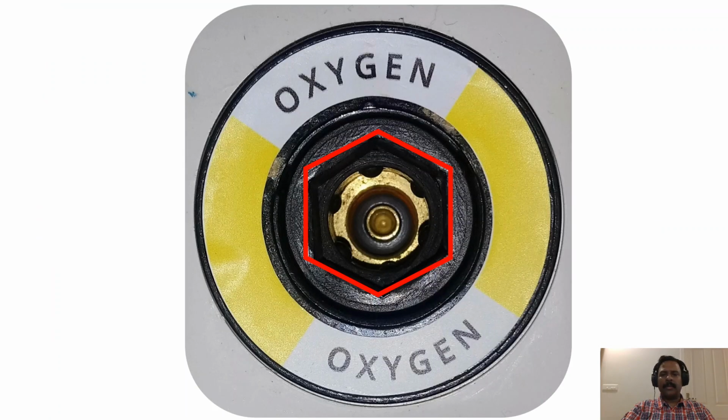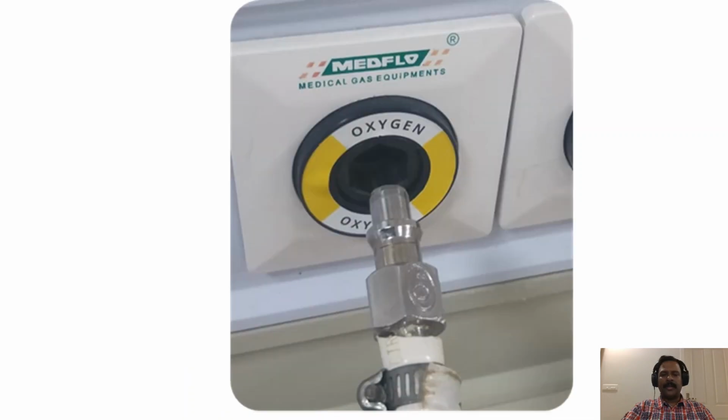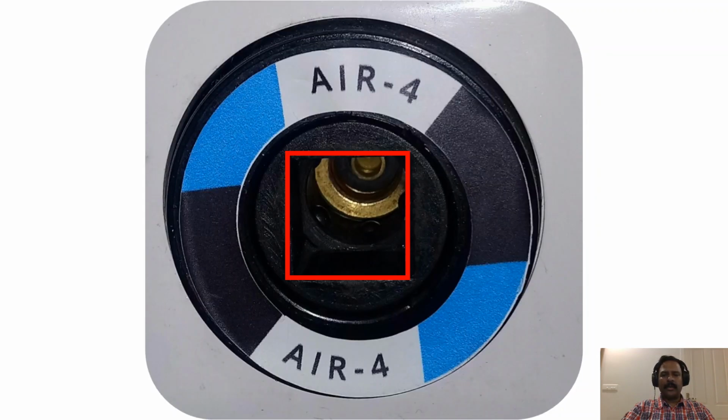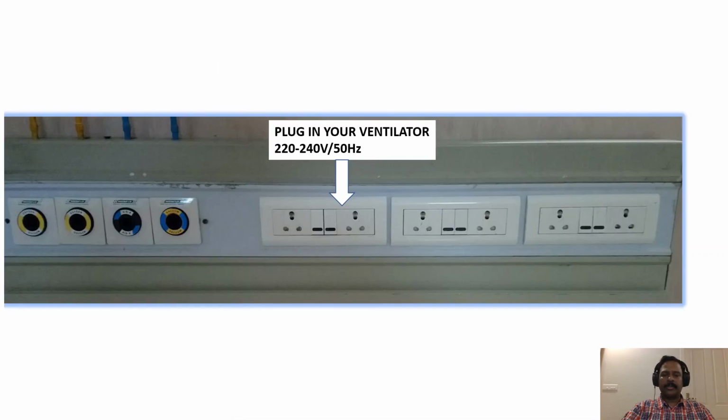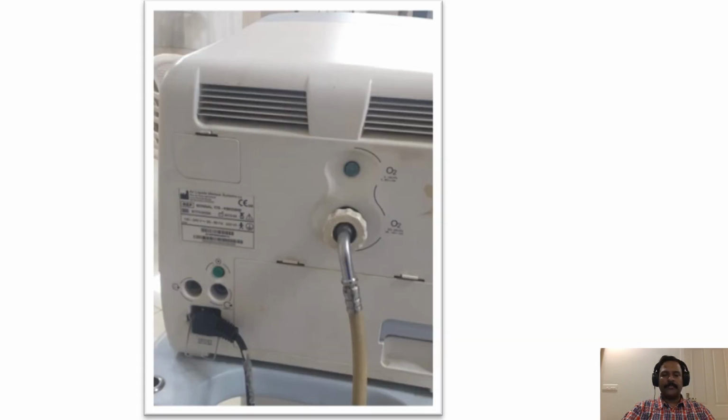Oxygen is having a particular shape, a hexagonal shape. This is mainly a safety mechanism so that the knob of the oxygen hose is also having the same shape. In case of air, it is going to be a square shape and the hose of the air is going to be a square shape. So it's a kind of safety mechanism to prevent inappropriate connection. The plug point, we are having 220 or 240 volt there, which can be used to connect the ventilator. And here we can see the inlet for the oxygen towards the circuit to the ventilator.